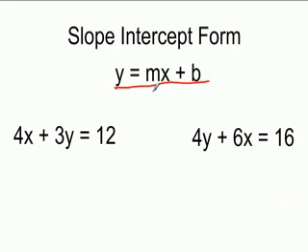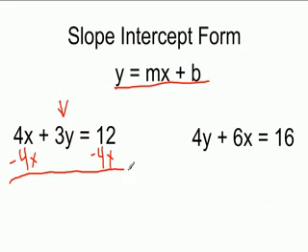Well, it's not in this form. So now we have to put it in that form. So we need to solve for y. We want to get y by itself. So we need to move our 4x. We're going to subtract 4x from both sides. Remember, with an equation, you have to subtract things from both sides. You cannot combine these terms here because they're not like terms. One is a whole number and one is a number with a variable. So we're left with 3y equals 12 minus 4x.